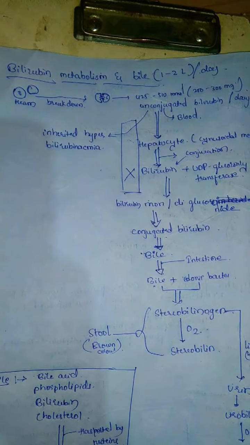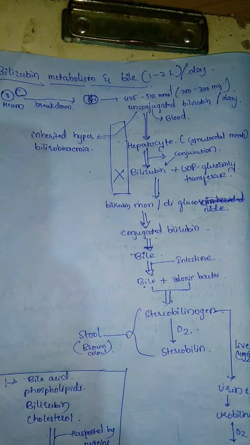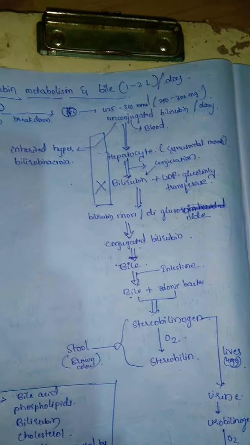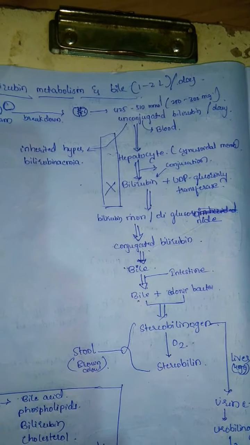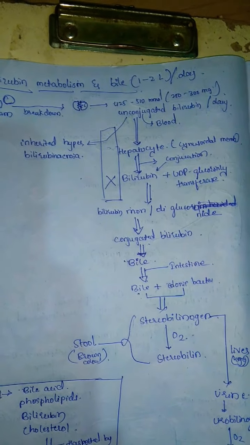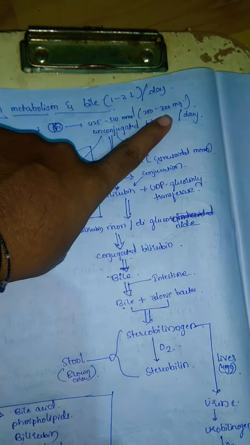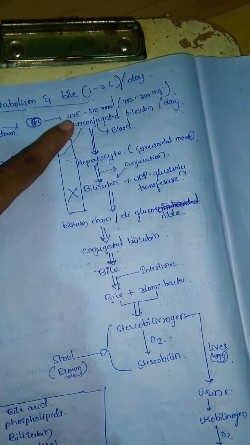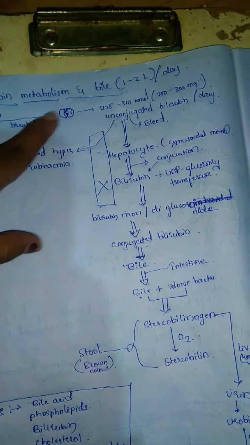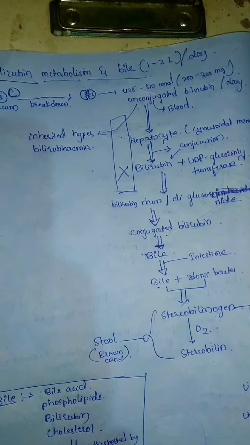Here, in total, between 200 to 300 mg of unconjugated bilirubin is produced every day. Bilirubin is produced from the catabolism of heme, that is, from the breakdown of the heme component of the blood. So here unconjugated bilirubin is produced.